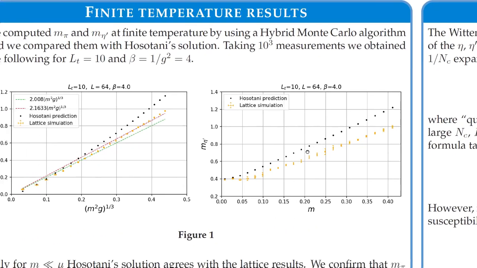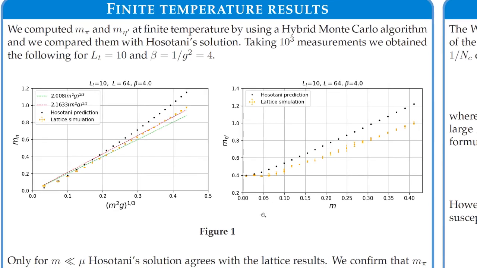Okay, so here I show the results of the pion mass and the eta prime mass for different fermion masses. We observe that only for small masses the prediction by Hosotani agrees with the lattice results. We see that in both cases the pion mass converges to 0 and the eta prime mass converges to some value close to 0.4, which is compatible with its value in the chiral limit. Here I introduce this notation. Beta is defined as 1 over the squared coupling constant.